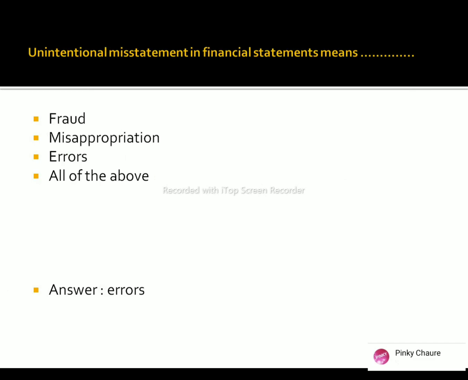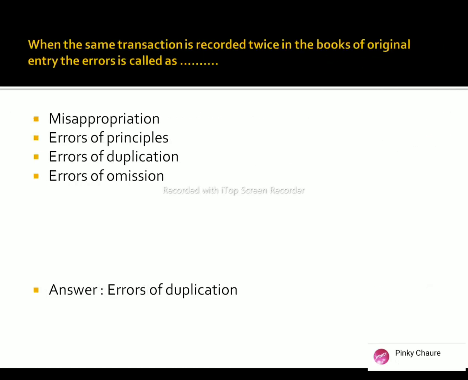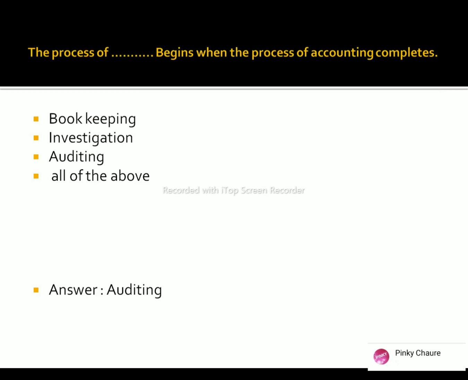Unintentional misstatements in financial statements means dash. Option is fraud, misappropriation, errors, all of the above. Answer is error. When the same transaction is recorded twice in the book of original entry, the error is called as dash. Option is misappropriation, errors of principles, errors of duplication, errors of omission. Answer is errors of duplication.